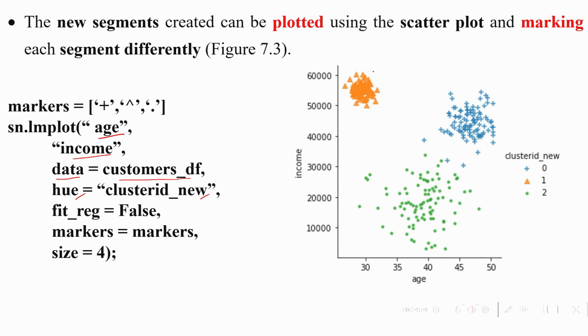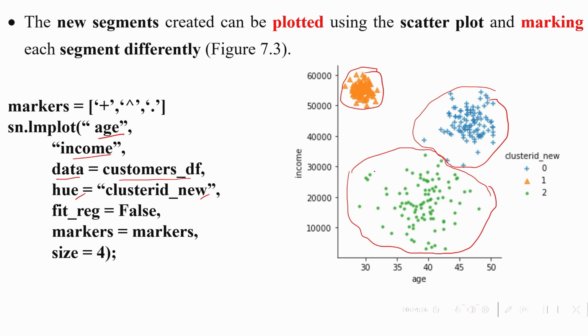Here all of these belong to one color and these belong to some other color. This is one cluster. We have 3 clusters for our given data set. This is cluster ID equal to 0, this cluster equal to 1, and this cluster ID equal to 2. We have created the 3 clusters.